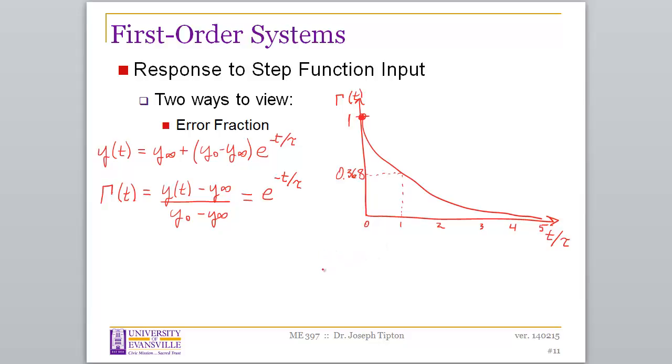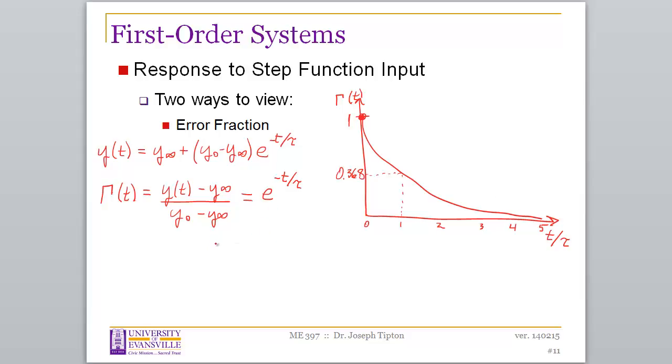So you can view this as percent completion or percent error left in the signal. After I've sent a step impulse into my measurement system, after 1 time constant has passed, I have 63.2% completion of the response. I still have 36.8% error. It takes 4 or 5 time constants for the system to have responded completely to the input.